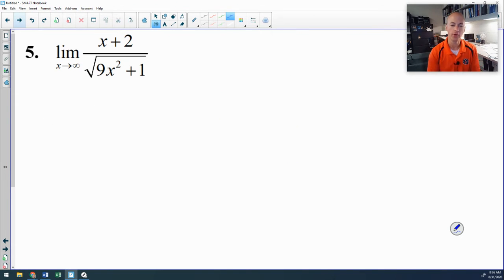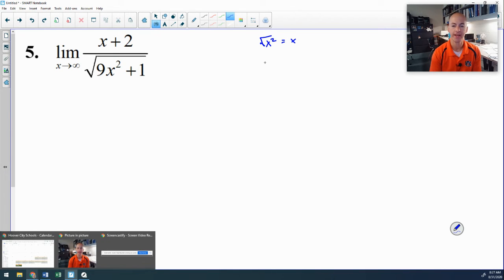Now, if you don't have a polynomial, so if you look at number 5, I have a denominator with a square root. If you don't have polynomials in numerator and denominator, I strongly recommend you do that longer approach. So what I'm going to do is I'm going to look in the denominator, and I want to find the highest power of x in the denominator, and I see an x squared. However, notice that x squared is under a square root.